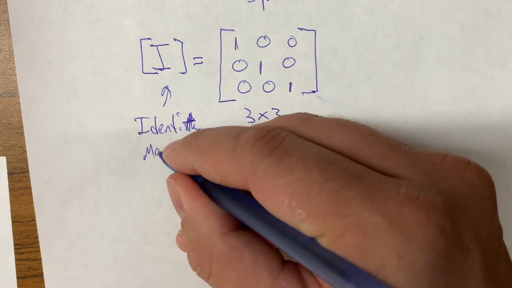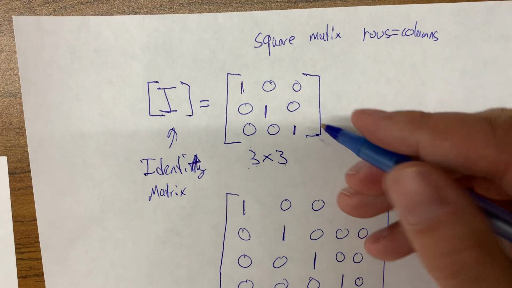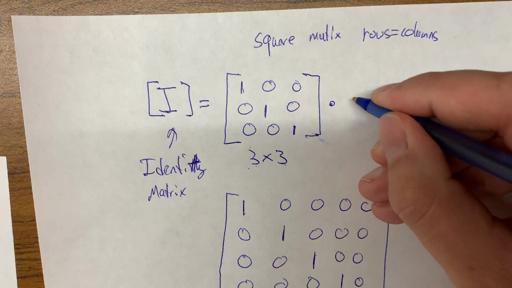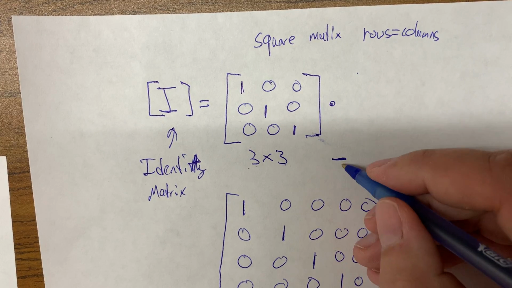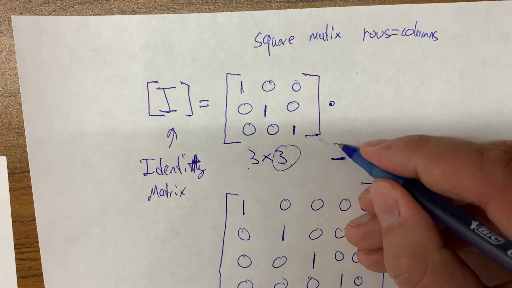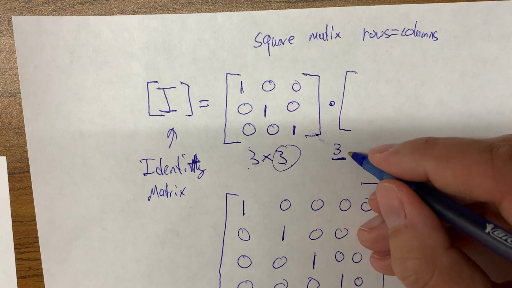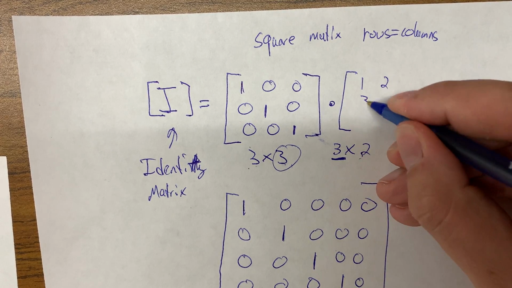Identity matrix. And the reason it's the identity matrix is if you multiply it times any matrix you can multiply by. Let's multiply it by, how many rows would the thing I'm multiplying it by have to have? Well, it has to have the same number as this column. It has to have 3. So it'd have to be 3 by, and it doesn't actually matter what this is. I'll do a 3 by 2. So 1, 2, 3, 4, 5, 6.